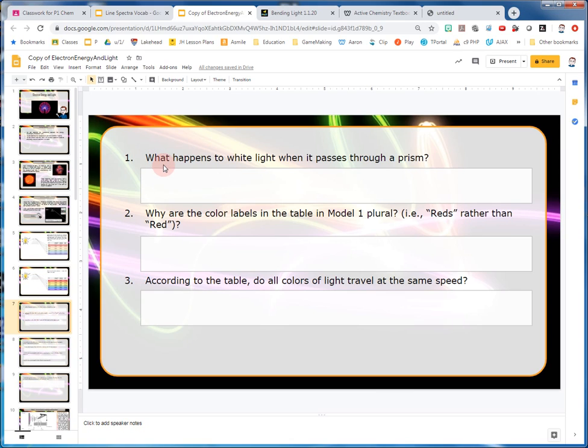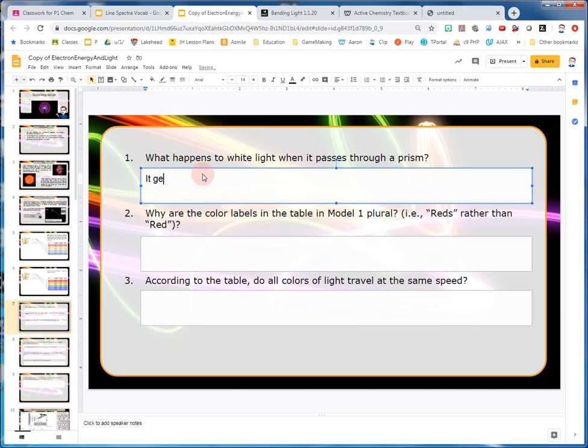Alright, now some questions for you. What happens to white light when it passes through a prism? It gets refracted and separates into different colors. Obviously, lots of things you could have put there, but that's basically it, right?